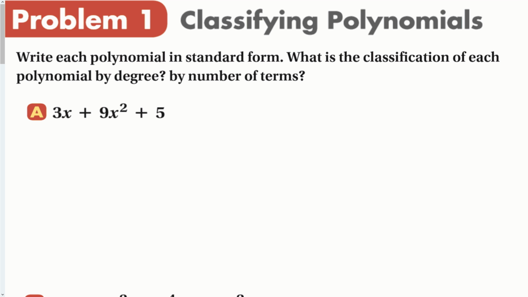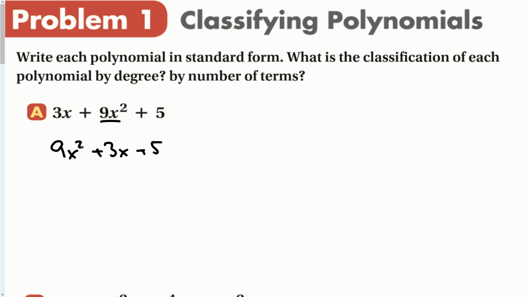Okay? So, write each polynomial in standard form. Okay, that's what we're going to do first. So before we name a polynomial, we need to rearrange it, and we also need to combine any like terms. Okay, so first thing to do, standard form, is biggest exponent goes first, then the 3x, then the 5. So that is the polynomial in standard form. What is the classification of each polynomial by degree, by number of terms? Those are its 2 names.